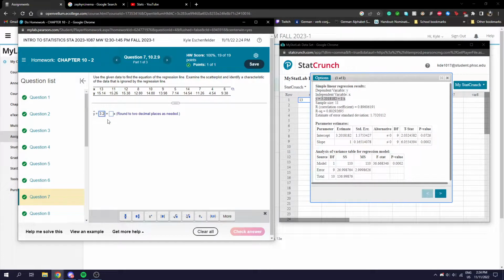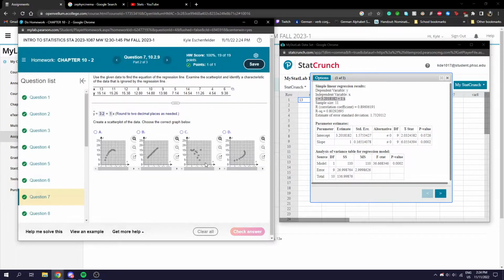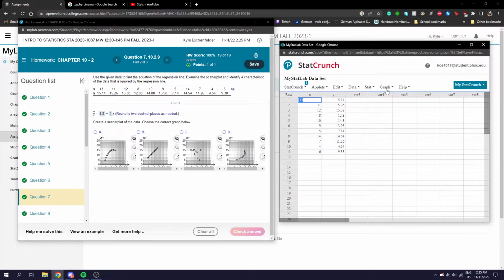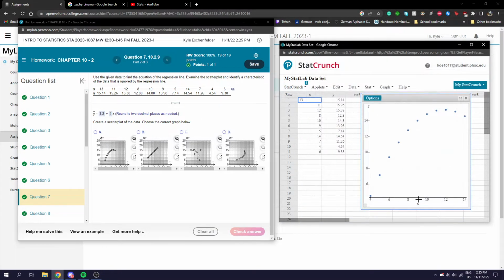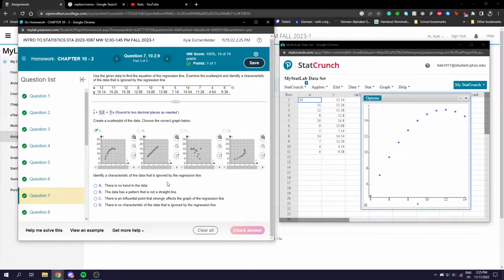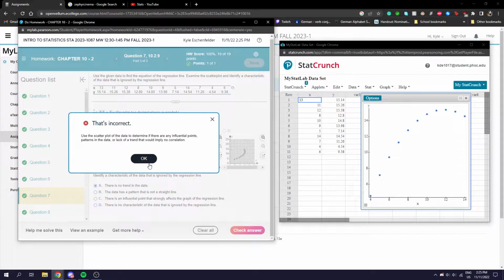And then for the scatter plot, it's pretty easy: just graph, scatter plot, x and y variable. The teacher explained some way to figure this out, but look at this. There's no trend. That's the right answer.